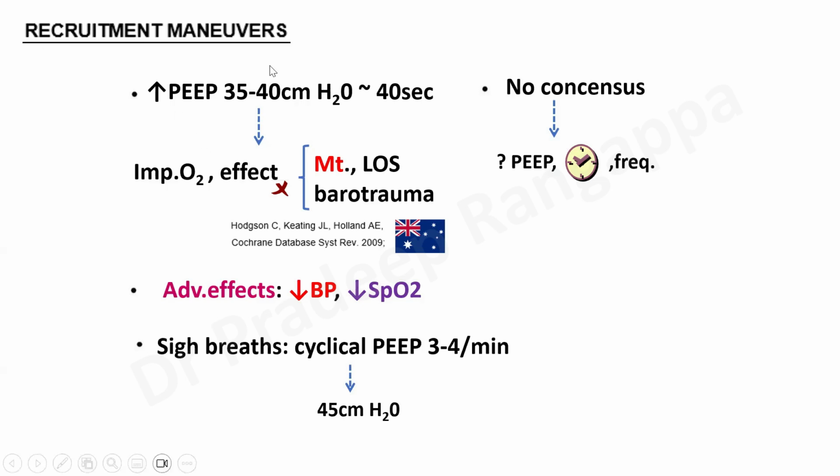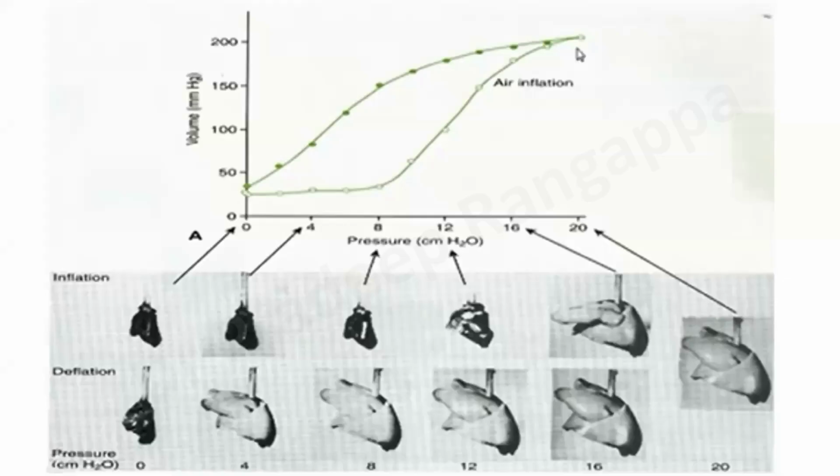Sigh breath is where cyclical PEEP is given every 3 to 4 minutes, again at a very high level of 45 centimeters of water. So these are some of the recruitment measures which are used as a salvage when there is sudden hypoxemia in ARDS patients and you need to gain control of the respiratory status. One could consider this. By then you would possibly be thinking of ECMO and so on and so forth.